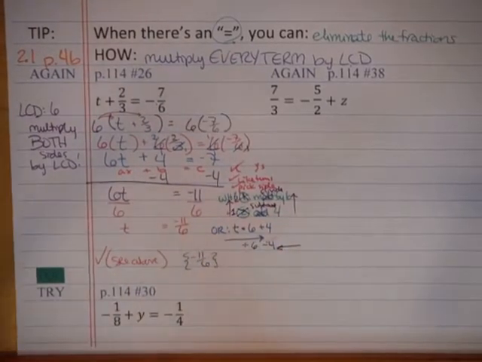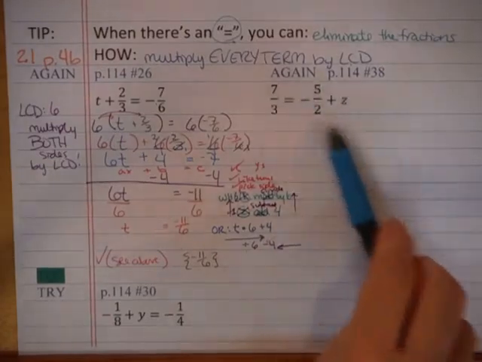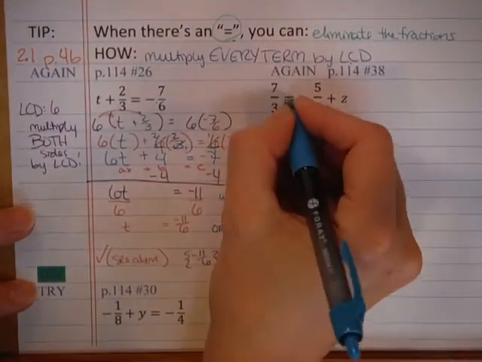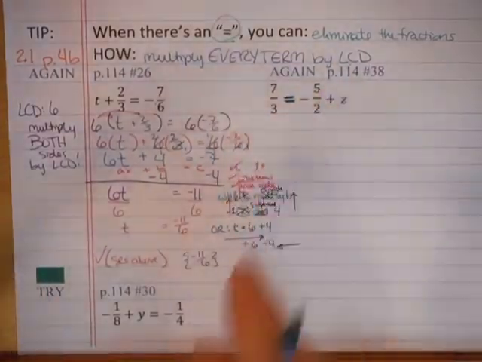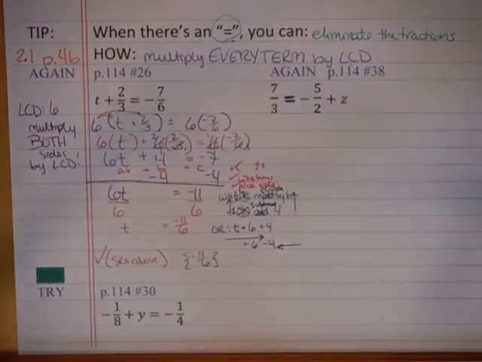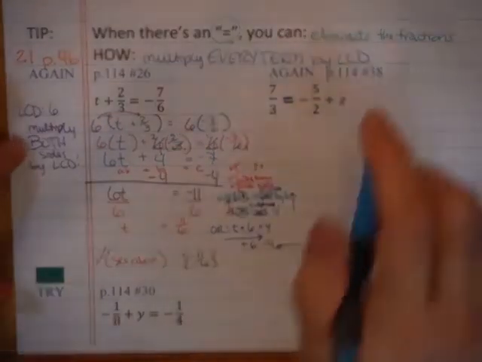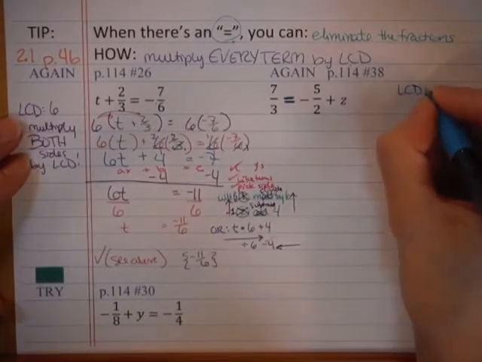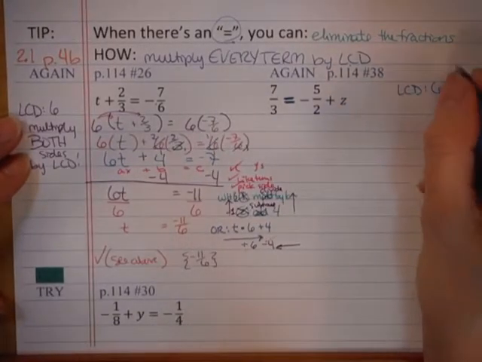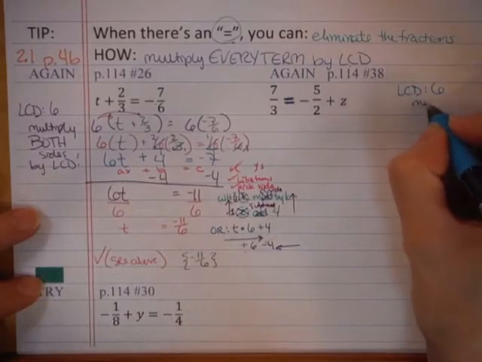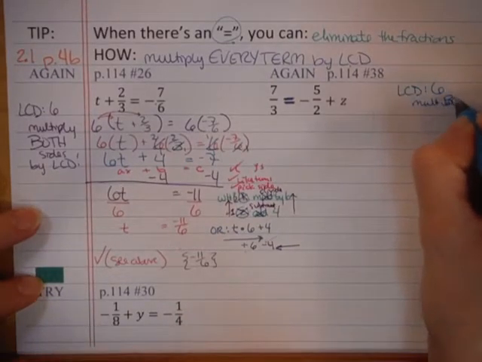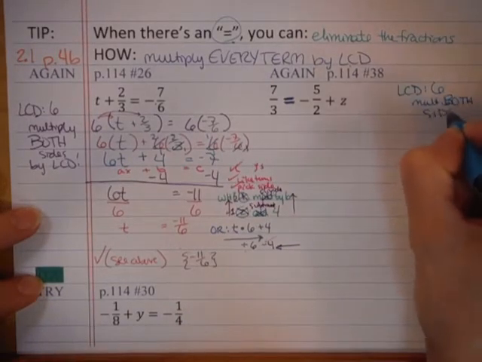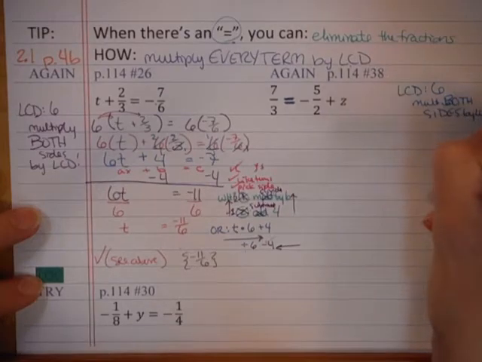Okay, let's try that one more time. Let's look at what you do to eliminate fractions from the get-go. First, you make sure there's an equal sign, which there'll be plenty of in this chapter because that's the focus, solving equations. Then you determine what that LCD is. In this case, 3 and 2, same LCD, 6. Okay, and we're going to multiply both sides of the equation by 6, the LCD.